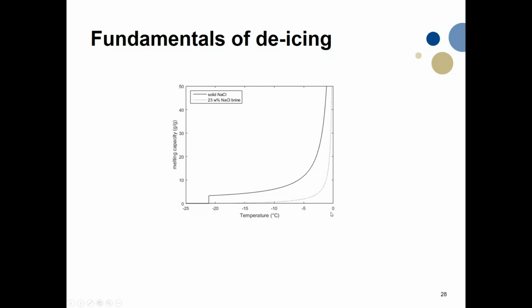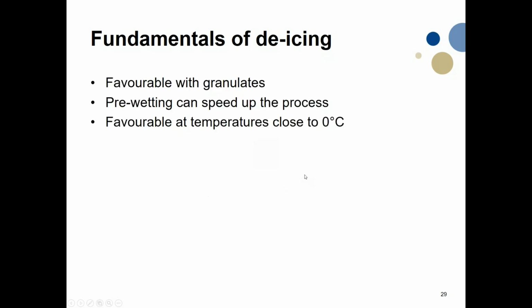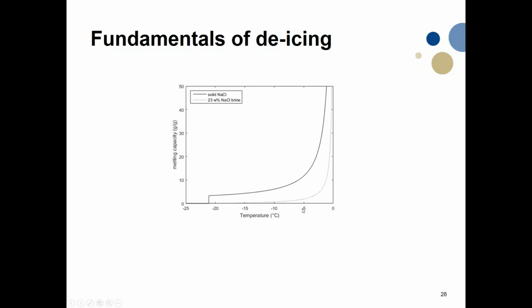So for solid sodium chloride at -5 degrees Celsius, 1 gram of salt can melt approximately 12 grams of ice. But if we take the same gram of brine solution, we can only get 2 or 3 grams of ice melted. The reason is that with a brine of 23%, if you add 1 gram to the road, only 23% of that gram is actually salt. The rest is just water. So that reduces your melting capacity severely.